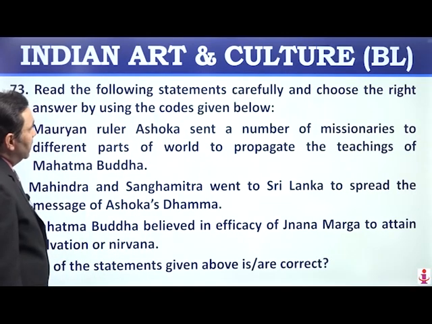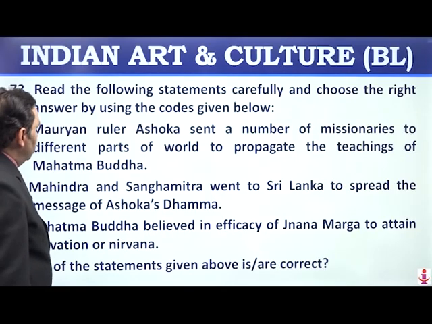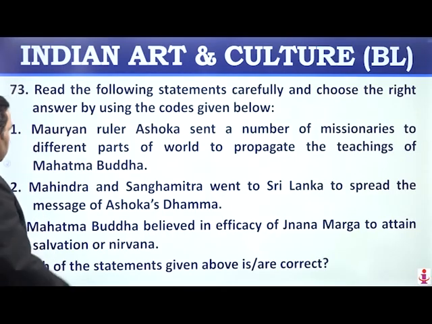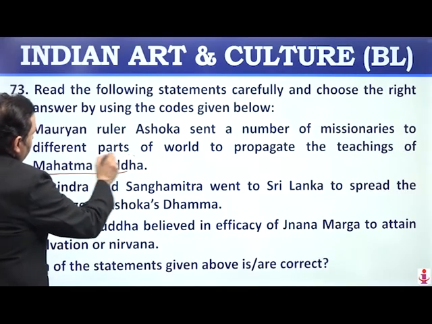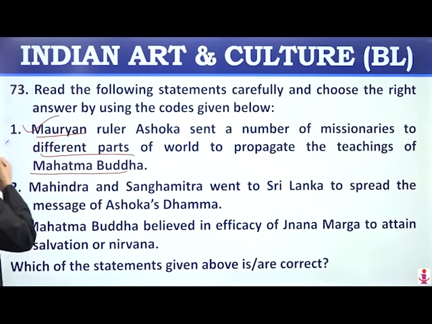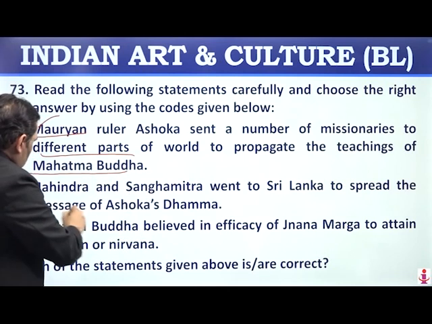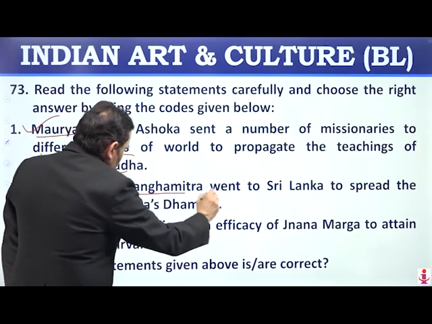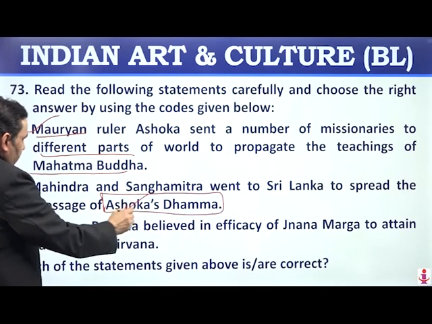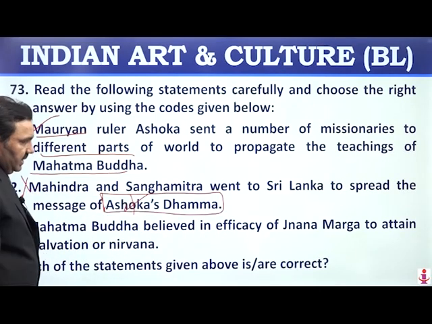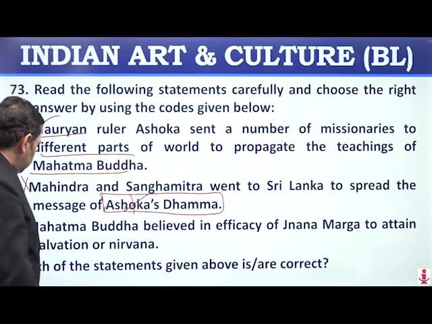73. Read the following statements carefully. Mauryan ruler Ashoka sent a number of missionaries to different parts of the world to propagate and teach the teachings of Mahatma Buddha. That's correct. His son Mahendra and daughter Sanghmitra went to Sri Lanka not to spread Ashoka's Dhamma but to spread the teachings of Mahatma Buddha or Buddhism. That is a wrong statement.